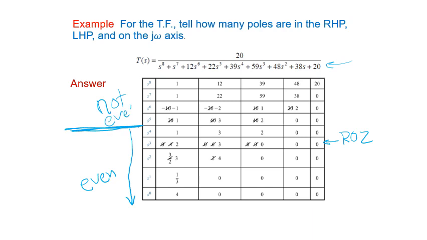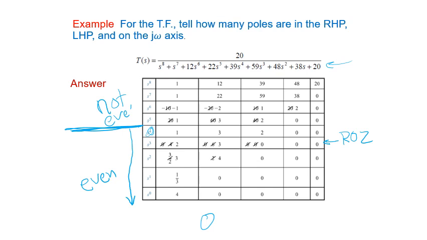So we will start the interpretation from even. Even is s to the power 4. That means we are having 4 poles in this system. 4 poles. If it's s to the power 4, that means 4 poles. Where is their location? Here we are going to check the change in sign. Any change of sign here, there is no change in sign. That means there is 0 pole on the right hand side. Right hand side will be 0.